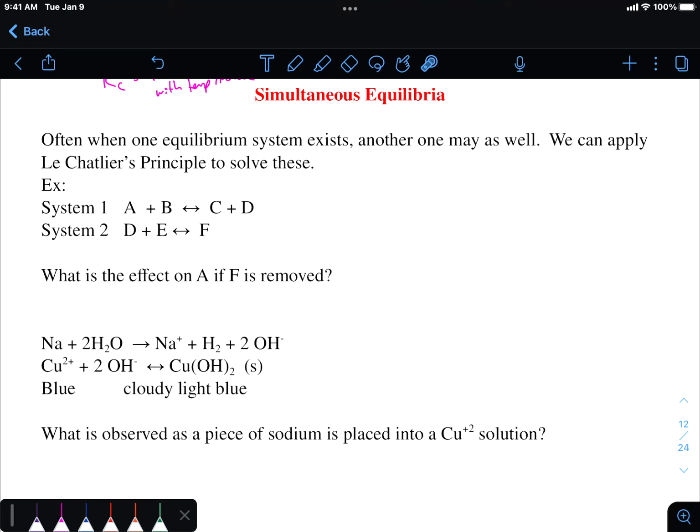Okay, so let's look at these reactions here. I have system 1, which shows A reacting with B to form C and D. And then I have system 2, which has D plus E forms F. What is the effect on A if F is removed? All right. So the way that you address simultaneous equilibria is you assess directly the first thing that is affected. So the first thing that we're doing is removing F.